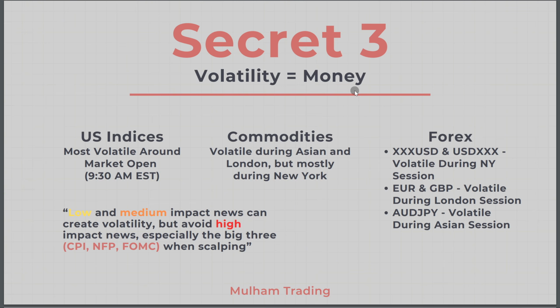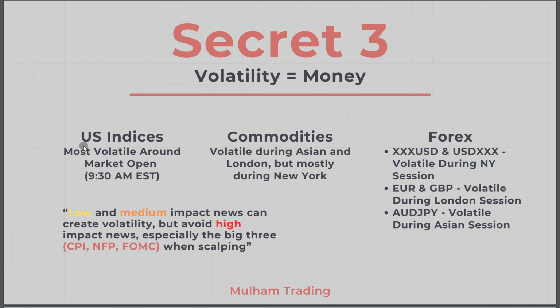Okay, so that's why we need to focus only on volatility. And there are different types of volatility. Now, one type is focusing on when the market is open. So as an example, if you're trying to scalp the US indices, then you're not going to do it in the Asian session. Not going to do it before London. I mean, in London, it has some volatility, but mostly you want to focus on the market open at 9:30 a.m. EST.